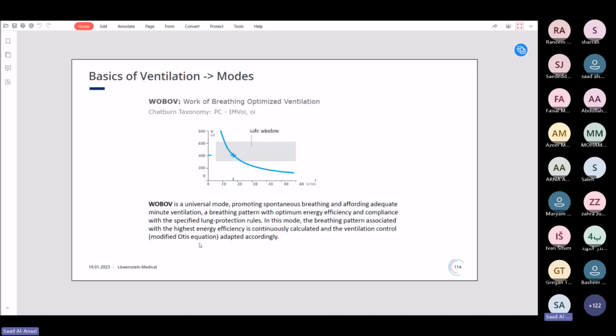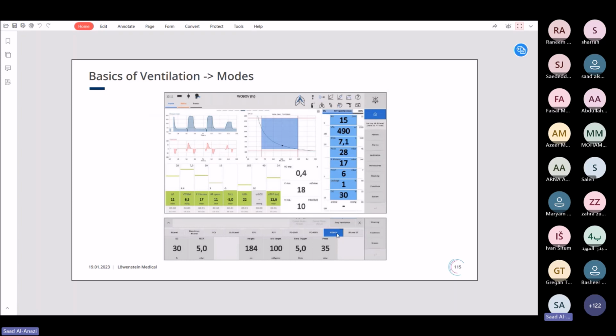It's already giving you the safest window for the minute ventilation. Based on that, the patient's breathing goes up and down to reach the target minute ventilation for this patient. It's really a great mode. As you see in the minute ventilation, you have here the graph for the safest window for the minute ventilation. Here the volume, here the frequency, and here the safest zone for the minute ventilation.